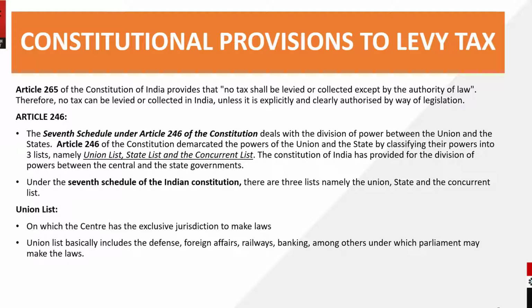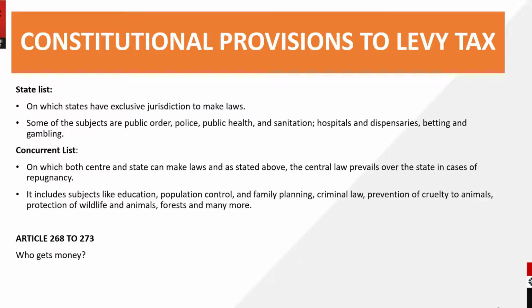The union list contains all those areas on which the central government can frame laws. The state list contains all those areas on which the state government can frame laws. And the concurrent list contains all those areas in which the central government can also frame law and the state government can also frame law. If in any case there is a particular area on which the central and the state government have both framed law, then we will give consideration to the law framed by the central government only.